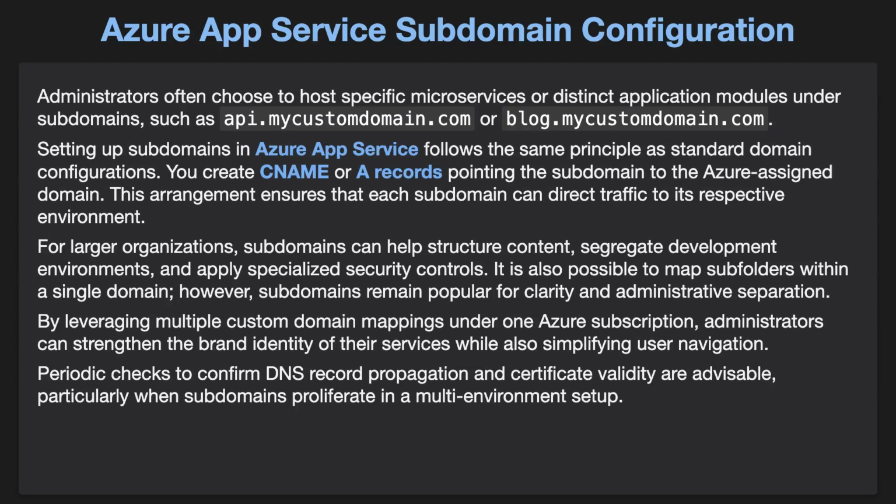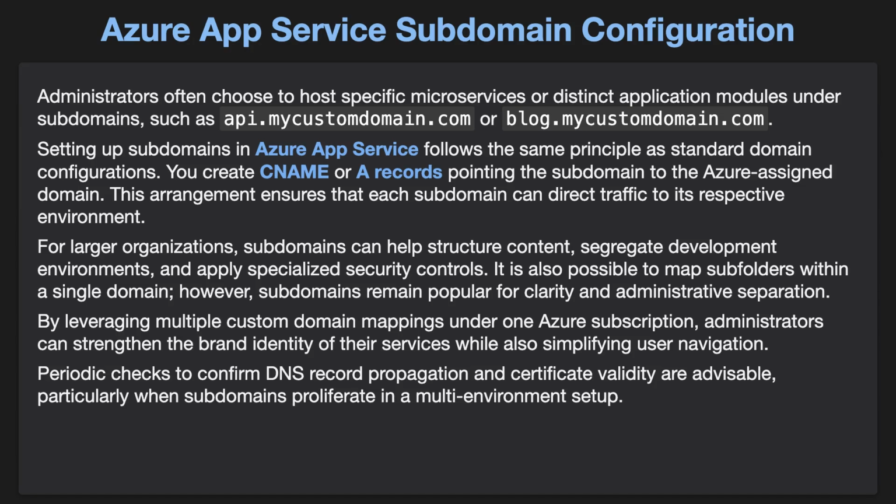Administrators often choose to host specific microservices or distinct application modules under subdomains, such as app.mycustomdomain.com or blog.mycustomdomain.com. Setting up subdomains in Azure App Service follows the same principle as standard domain configurations. You create CNAME or A records pointing the subdomain to the Azure assigned domain. This arrangement ensures that each subdomain can direct traffic to its respective environment.